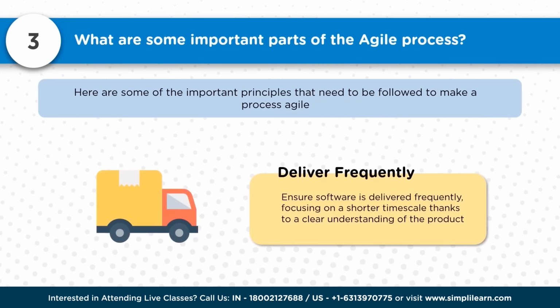Delivery frequently. So ensuring software is delivered frequently, focusing on shorter time scales, which is very well understood. The full clarity of the product and the working piece of the product will come out of the iterations. As I mentioned earlier as well, quick feedback from the users will also be obtained, so that products which are delivered will be as per the customer requirement. So agile approaches help that way.